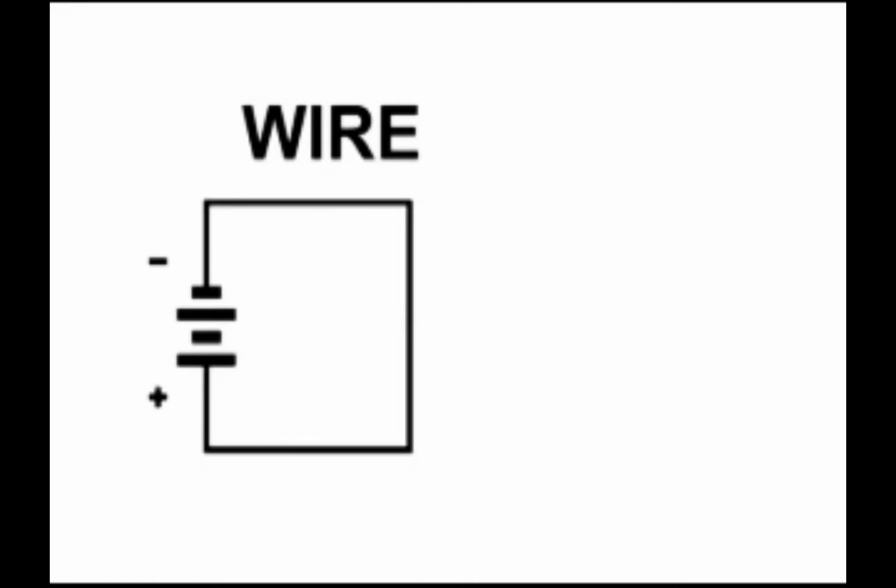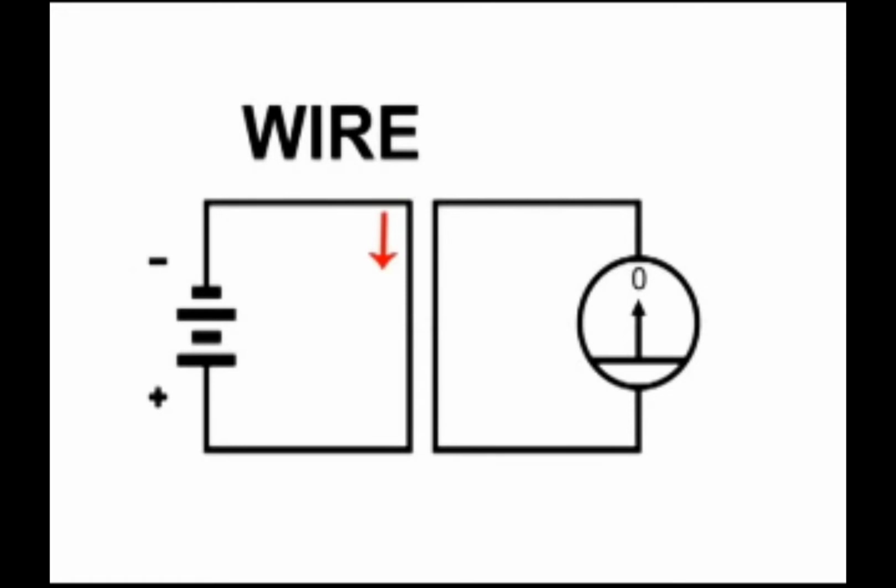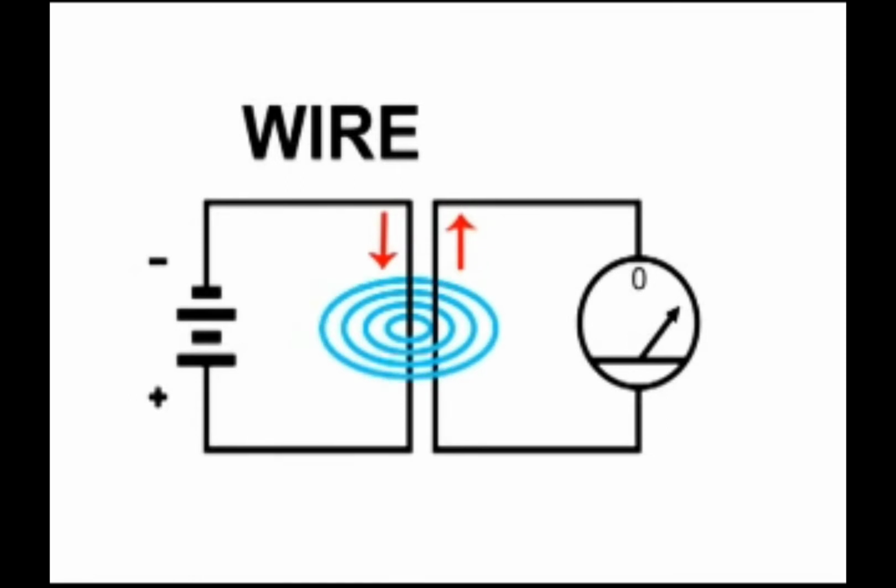Let's start this over, but this time add a second wire close to the first one and a meter in the second wire to close the circuit, and I'm using this meter only to indicate current flow. Now the magnetic field cuts across the second wire and starts inducing a current in the second wire, and you can see that by the arrow and the meter, but notice that the current is in the opposite direction.